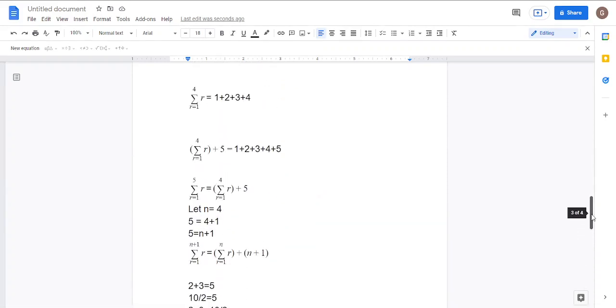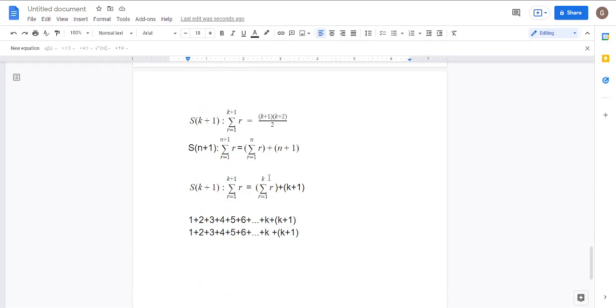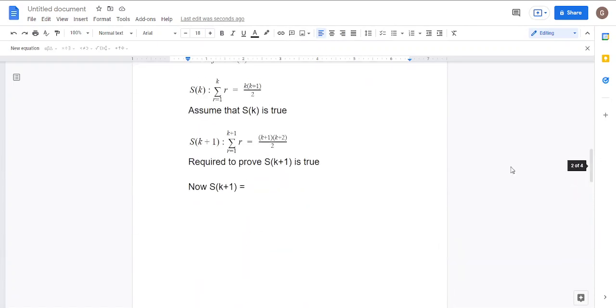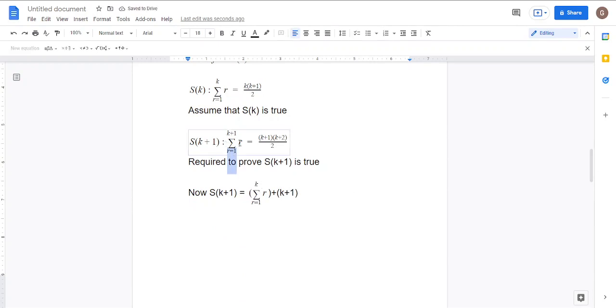So we said that this part right here would be the same thing as that. That's what I was trying to get to. So we're rewriting this so that we can get this. So we're saying that the sum of k plus 1, which we represent, is the same thing as this. Now we have to get here to prove that this is the case.